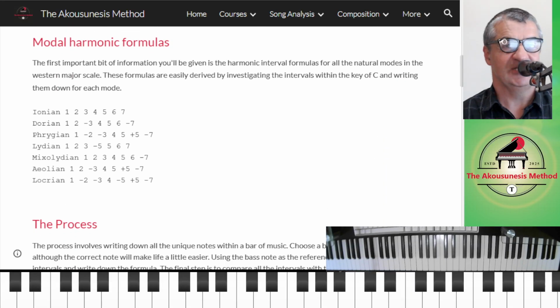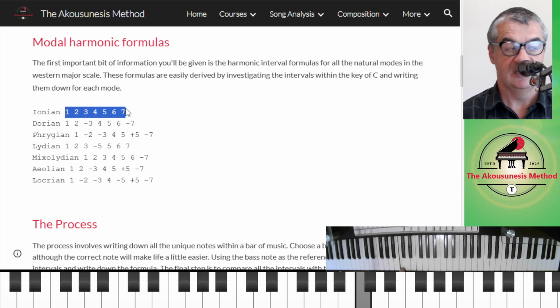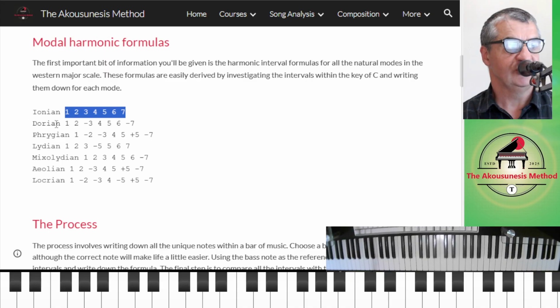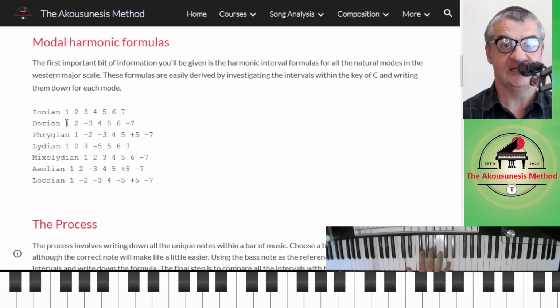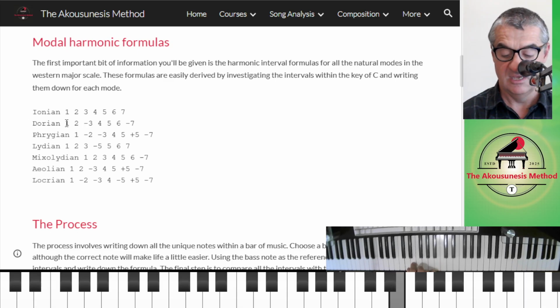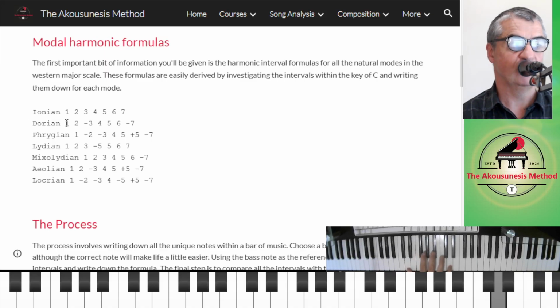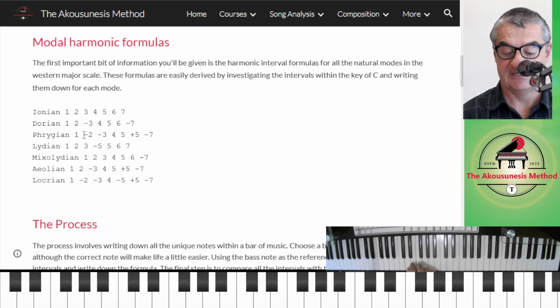Now the first bit of information we're going to need to progress is the harmonic interval series of all the modes. Now, in the key of C, we know what these are, so this is something given, right? And you can work this out by just looking at the key of C and reading it off. So if that's the root note C, you've got the second, the third, the fourth, the fifth, sixth, seventh, and then the 1, right? If we're in Dorian, we're going to start from D to D and just read off the intervals. So we've got the 1 there, we've got the 2, minor 3, 4, 5, 6, minor 7, and the 1. Right? And Phrygian is from E to E.